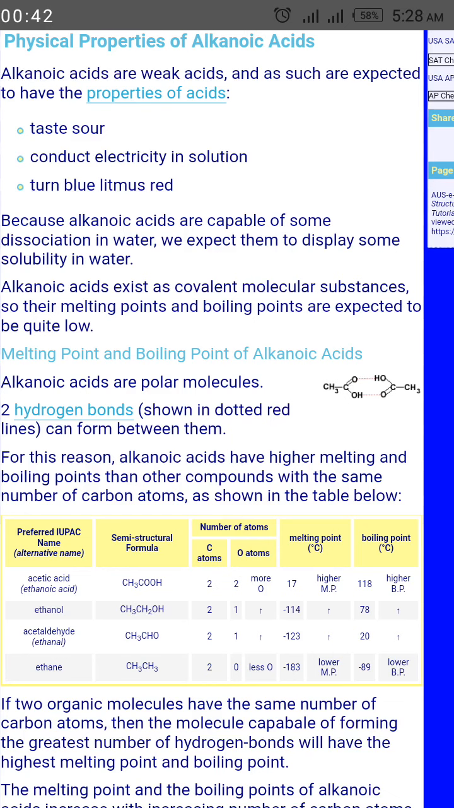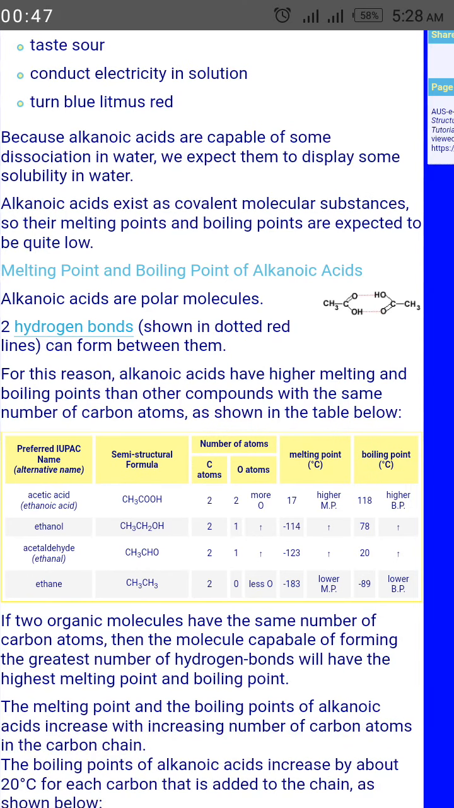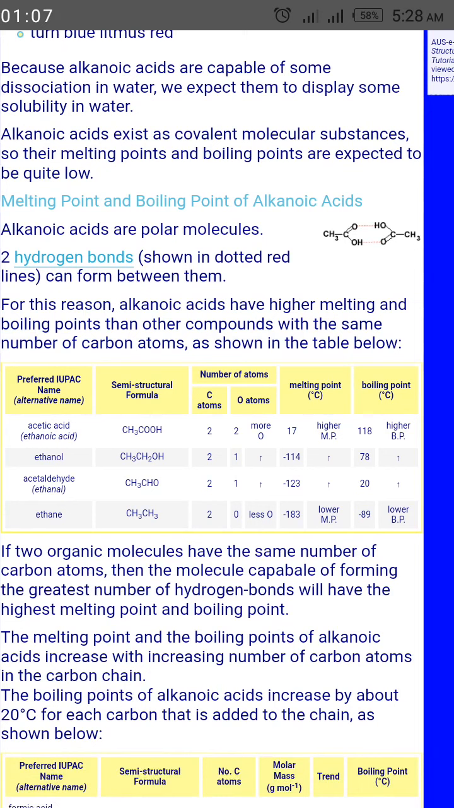So let's talk about the melting point and the boiling point of alkanoic acids. Alkanoic acids are polar molecules. That's why they are soluble in water. We're talking about the hydrogen bond, which can be formed between the alkanoic acid molecules. So alkanoic acids have higher melting point and boiling point than other compounds with the same number of carbon atoms.